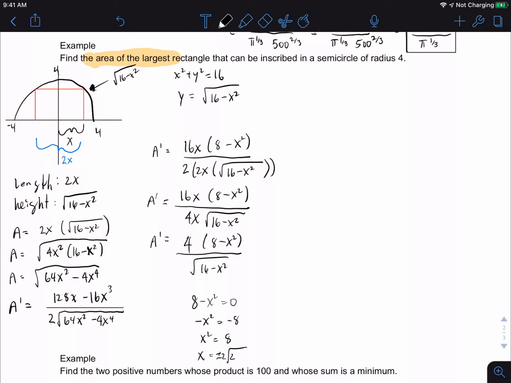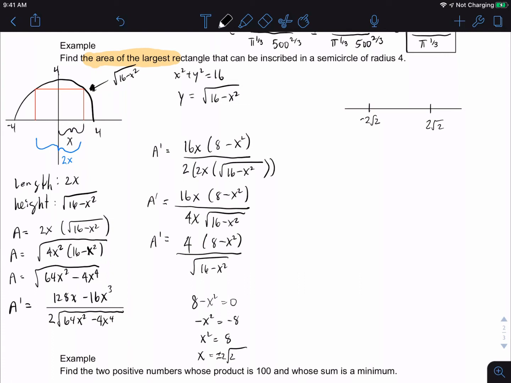So that's giving me the 2x coordinates, and that makes sense because we should have one on the positive side, we should have one on the negative side. And so what we're going to do is we're going to test that. So here is negative 2 radical 2. Here is positive 2 radical 2. And let's pick some values.